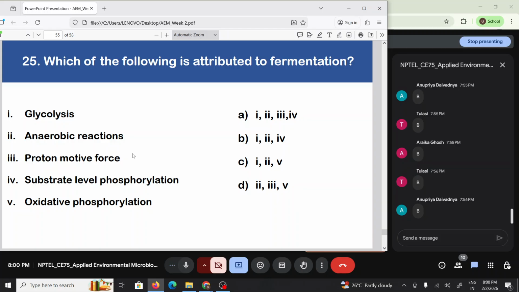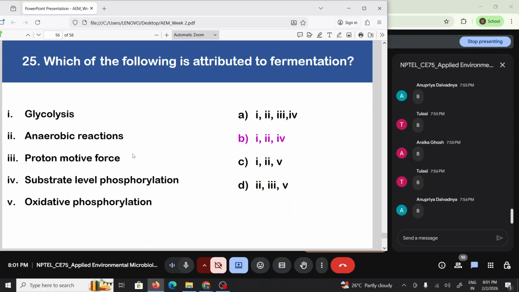So yes, this is the final question. Which of the following is attributed to fermentation? The answer is 1, 2, and 4. 1, 2, and 4: glycolysis. Yes, you have glycolysis, and there is a shift to the fermentation route when some kind of anaerobic condition is found. In fermentation, you have substrate level phosphorylation, which is a direct phosphorylation of the substrate. But in the fermentation process, you will not be hearing about proton motive force and oxidative phosphorylation.